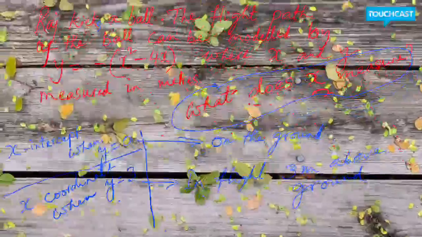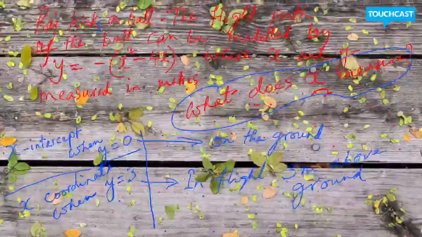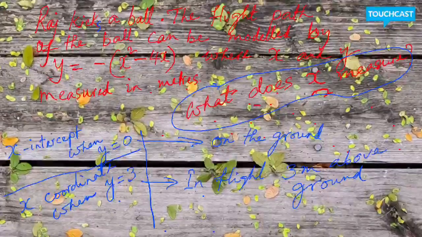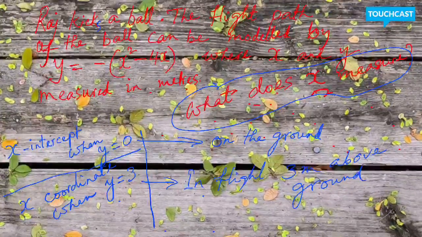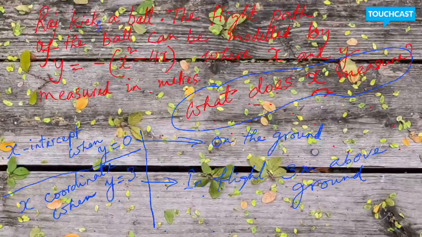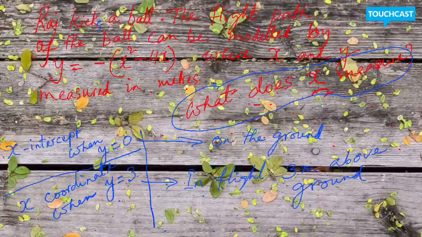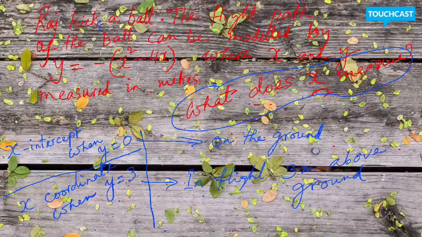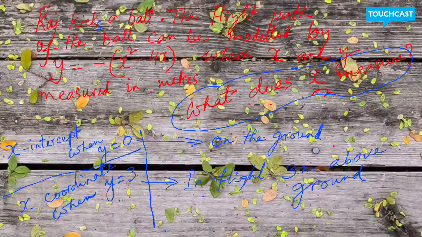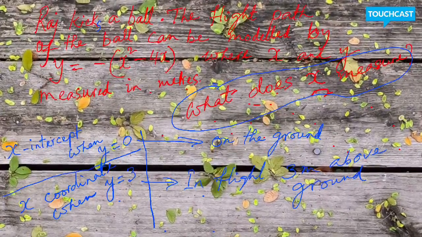Let's look at this problem. It's a word problem. Raj kicks a ball. The flight path of the ball can be modeled by y equals negative x squared minus 4x, where x and y are measured in meters. What does x measure?